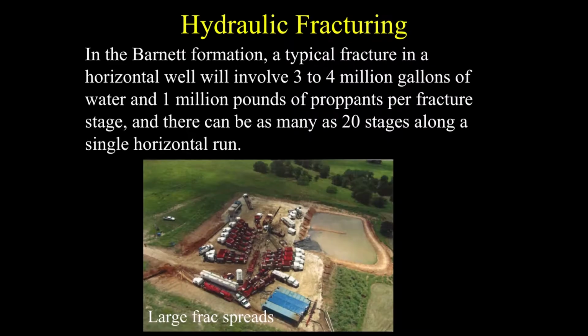In the Barnett Formation, a typical fracture in a horizontal well will involve 3 to 4 million gallons of water and 1 million pounds of proppant per fracture stage. And there can be as many as 20 stages along a single horizontal run.